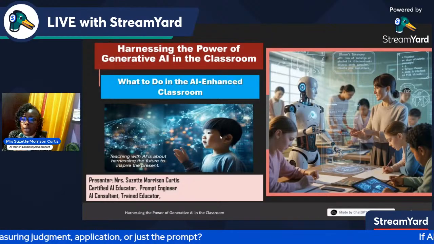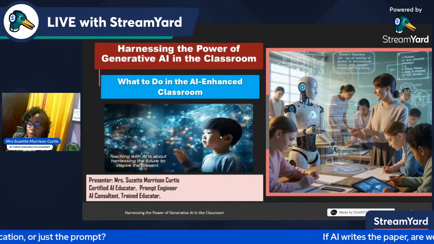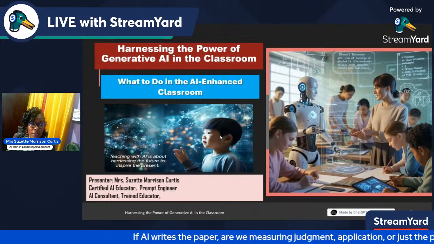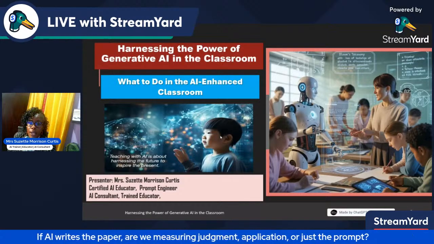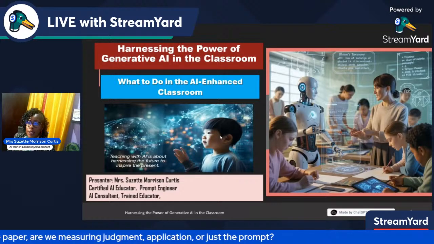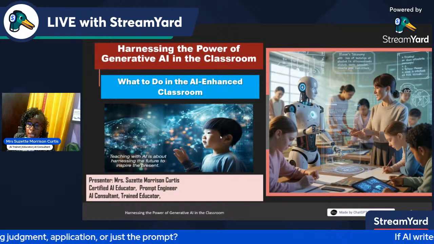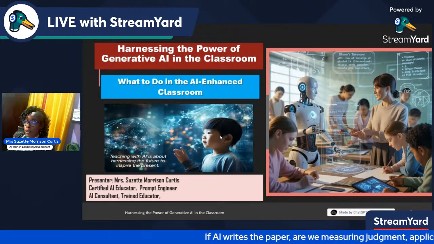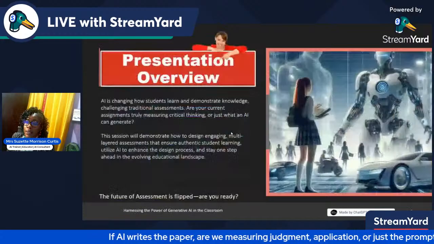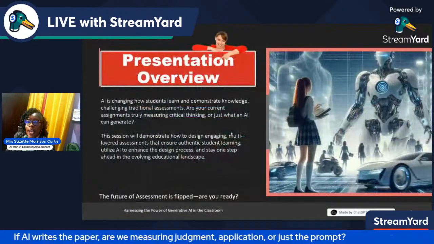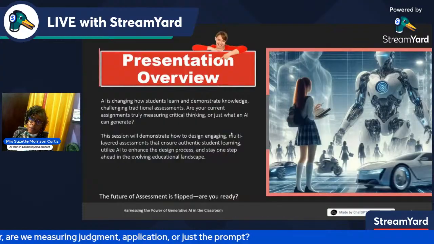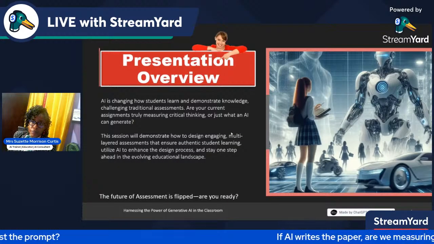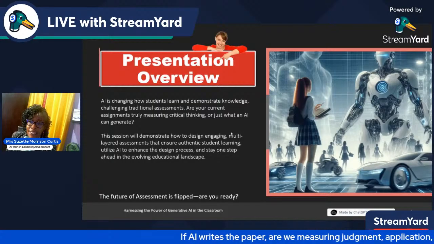So this quote I always start out with is very relevant: teaching with AI is about harnessing the future to inspire the present. It's something that I've found online, and I say it speaks volumes, because teaching with AI now is harnessing the future. You're basically preparing students for the future. So let's go. AI is here. AI is everywhere, and it changes how students learn and demonstrate knowledge. It challenges the traditional assessments that we know.